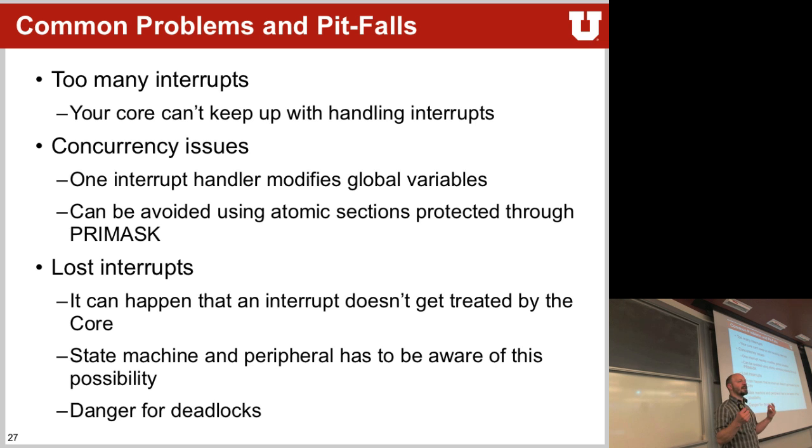So if you are modifying specific dangerous global variables, what you have to do is turn off interrupts, modify the global variable, and turn interrupts back on. That's what this prime mask is used for.